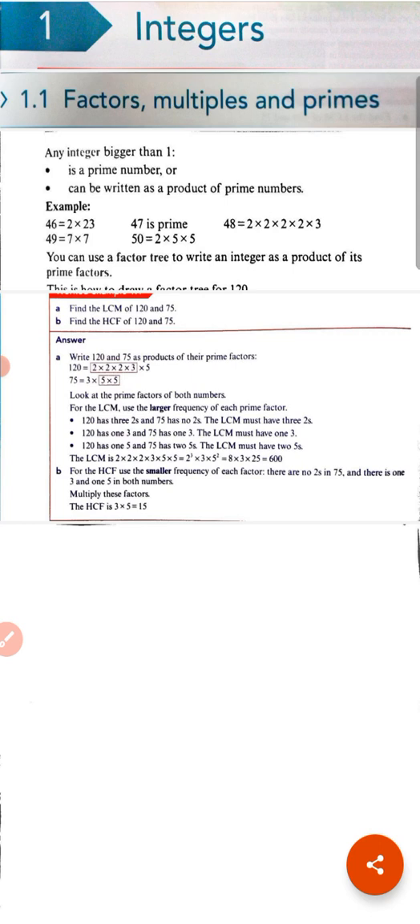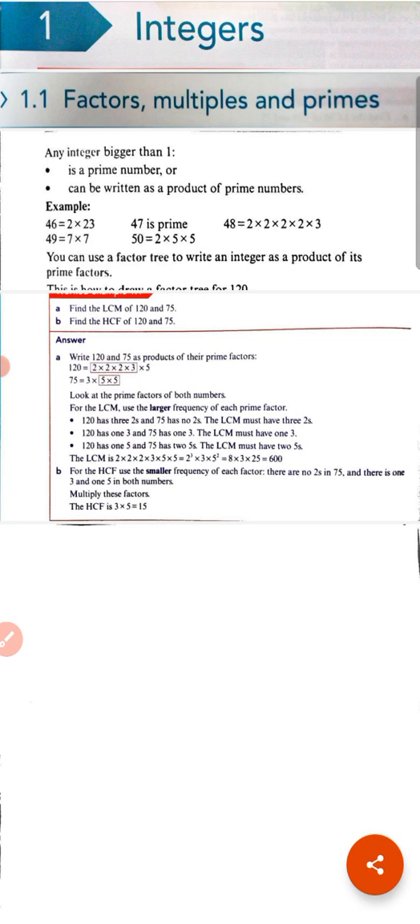In this lesson, you will learn about factors, multiples and primes. Primes means prime factors. And how to use prime factors to find a highest common factor and a lowest common multiple.